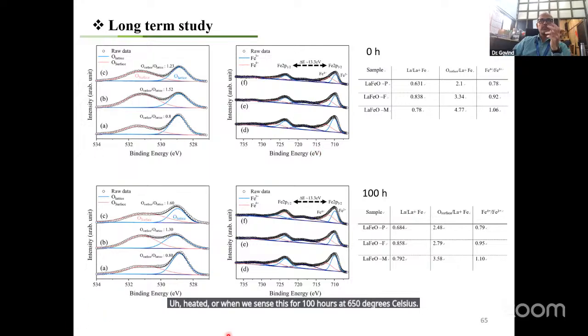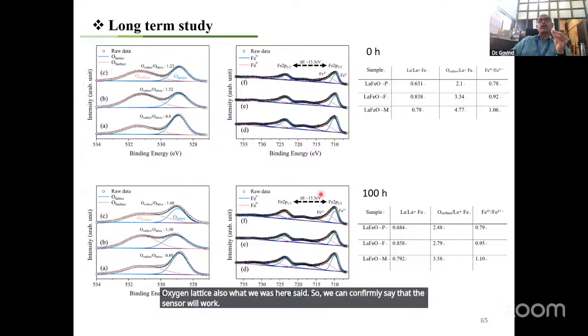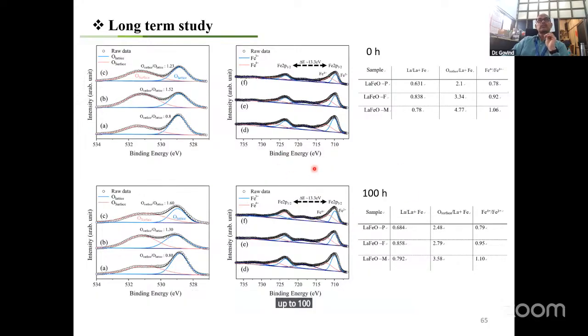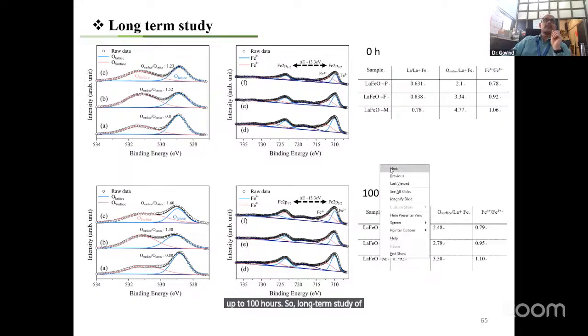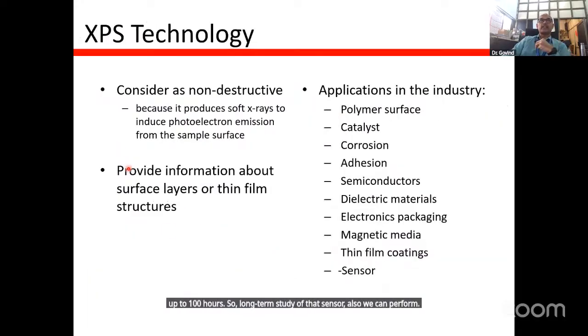What did we observe? The changes are similar, or you can say the trend is similar. For the mixed sample, we got the highest Fe4+ to Fe3+ ratio. The oxygen lattice is also on the higher side. So we can confidently say that the sensor will work up to 100 hours. So a long-term study of that sensor can also be performed or analyzed.